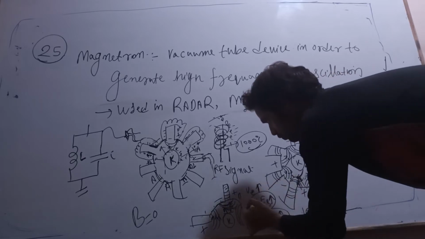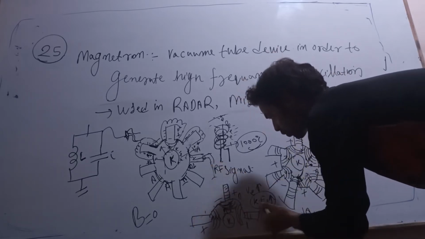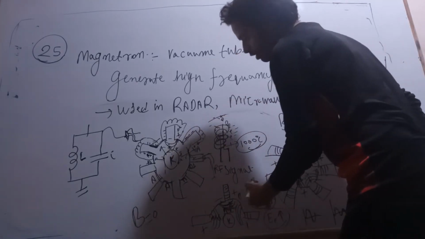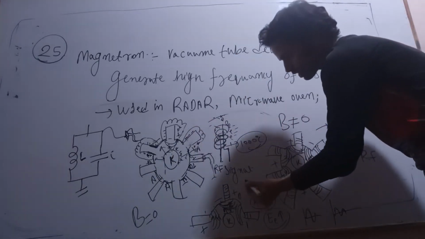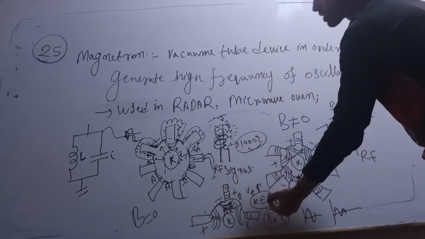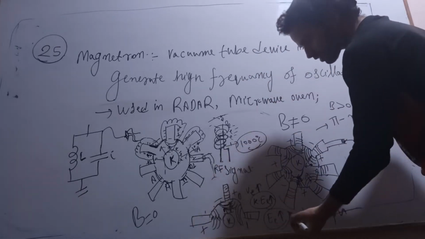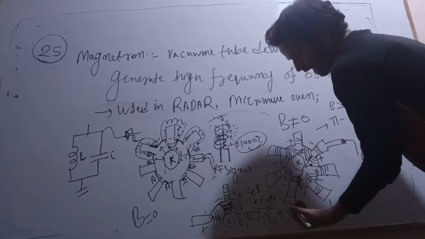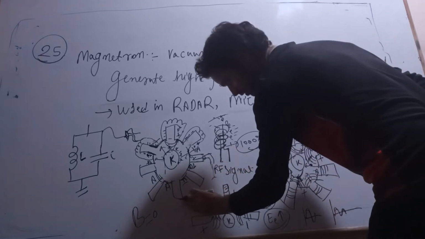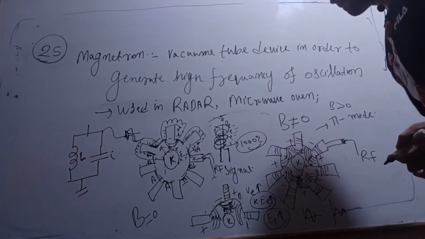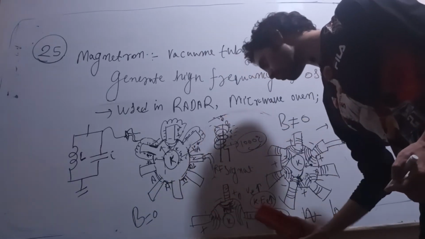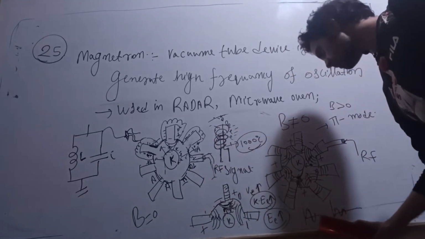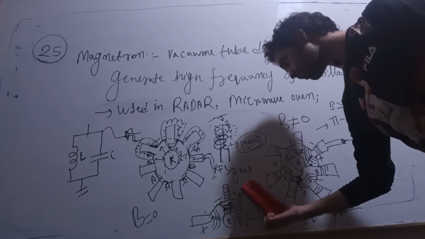Why? Because it is accelerating the electron. Once the electron gets accelerated, the velocity of the electron will increase. Velocity of electron increase means kinetic energy of electron will increase. Therefore, the energy of the electron will increase. Total energy can neither be created nor destroyed, but it can transfer from one form to another form. So where is this energy coming from? This energy is coming from the RF signal.